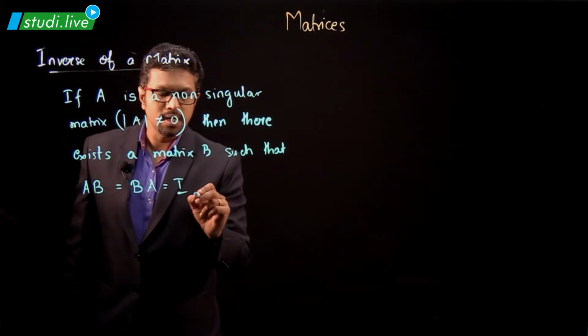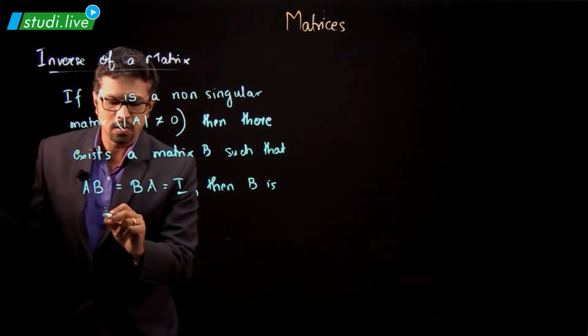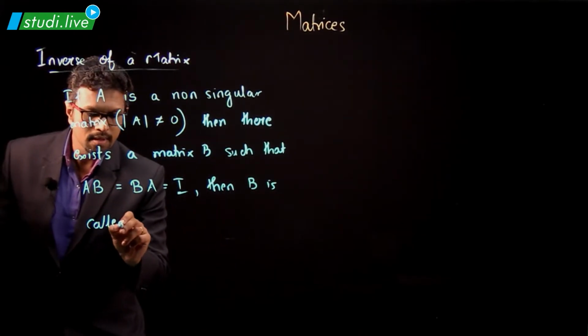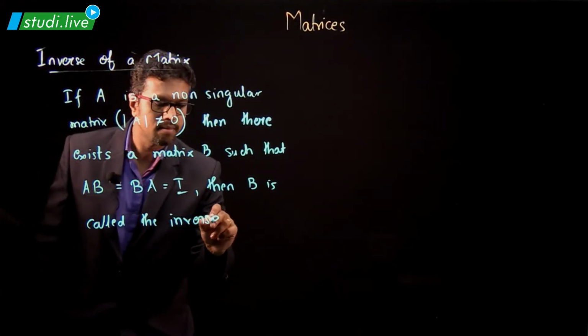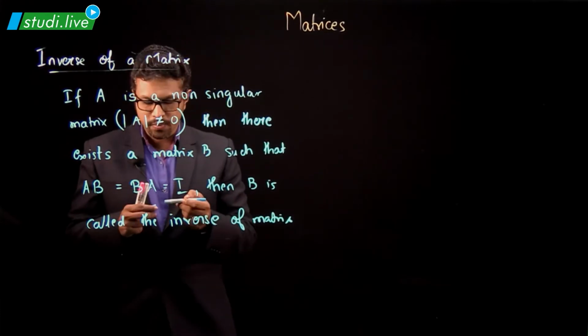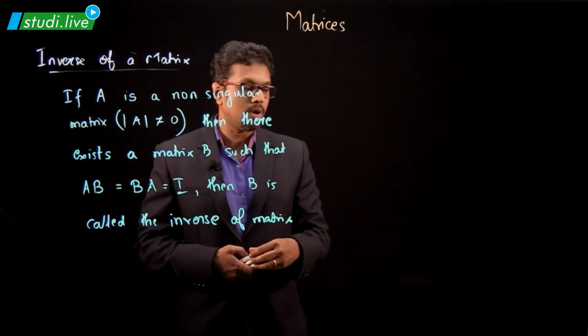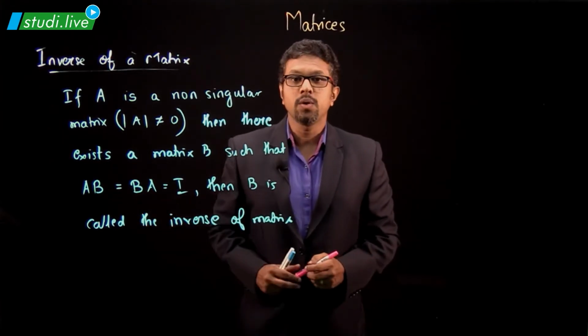This matrix B is called the inverse of matrix A. The matrix B is called the inverse of matrix A. A into B equal to B into A equal to I.